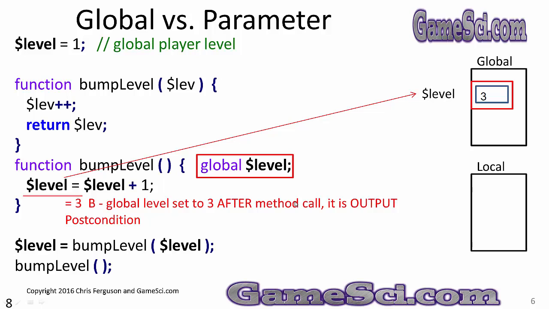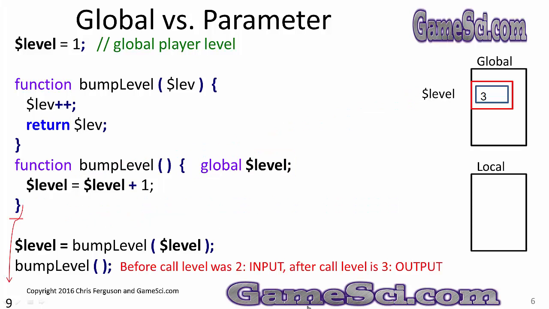It's a little tricky because you can't see it, but the 2 that was in the global variable was input to this version of bump level. The 3 that's in the global variable is now the output of this function bump level. When function bump level returns, it will go past this call and continue on with the code. Before the call, the global level was 2. It was the input to this second version. After the call, the global level is 3. It is the output. So there you have it.